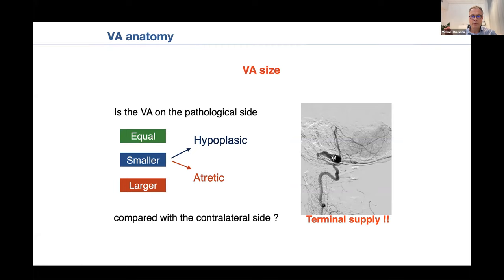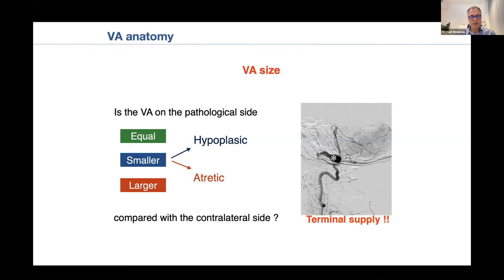But the other condition is called atretic vertebral artery, when the vertebral artery is smaller but ending into the PICA. In this situation, even a small vertebral artery, an atretic one, cannot be sacrificed. Otherwise, you will have a posterior fossa infarct.